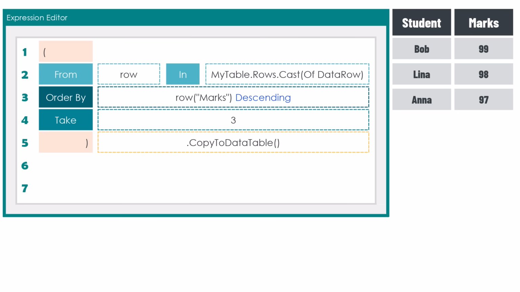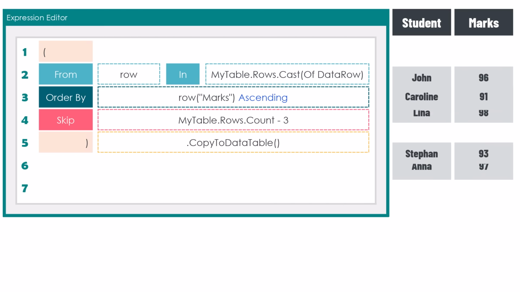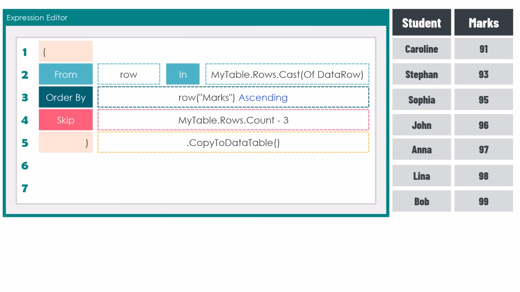I can also do the same using another query, for example this one. Here I am sorting the table in ascending order. This means, the best students are now at the end of the table. Then I am using the skip clause with the following expression. The rows count is 7. This means, this expression returns the number 4. So, I will skip the first 4 rows from the table. In this way, I will get the last 3 rows, which contain the best 3 students.